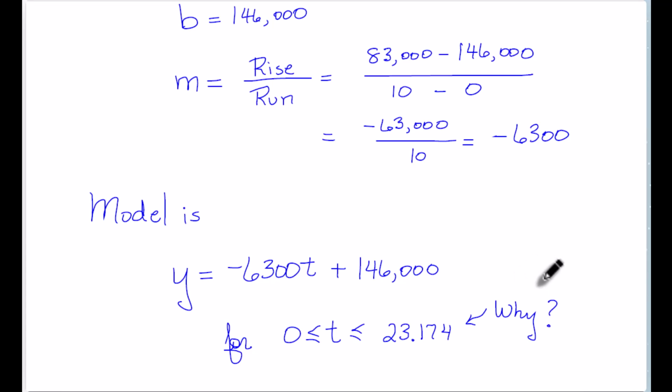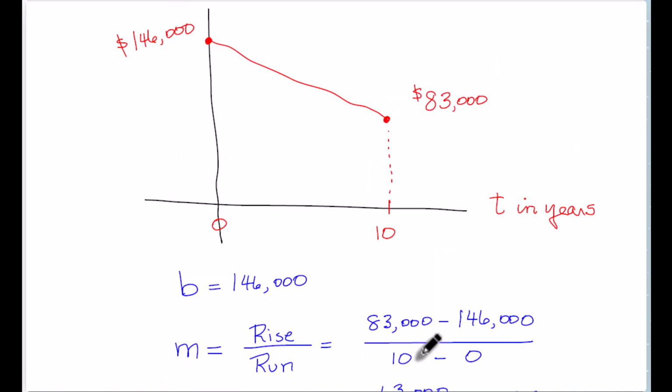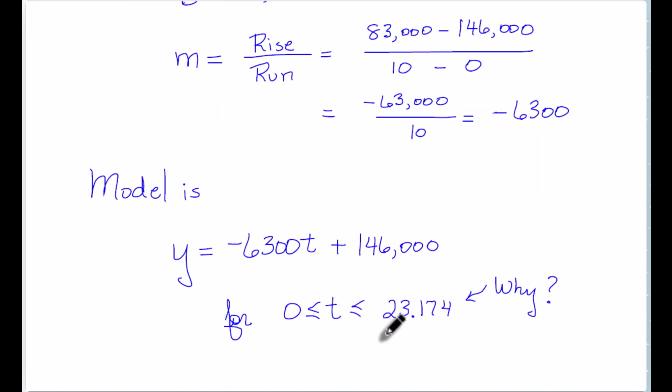146,000. So this model is valid between 0 and this number. The question is, well, where did that number come from? I mean, why is that number even there? Well, let's see. If I continued my line, if I continued this, at some point, the value is going to be absolutely 0. So I'm going to call this t years. What it turns out that value is 23.174. At that point, the value is 0.